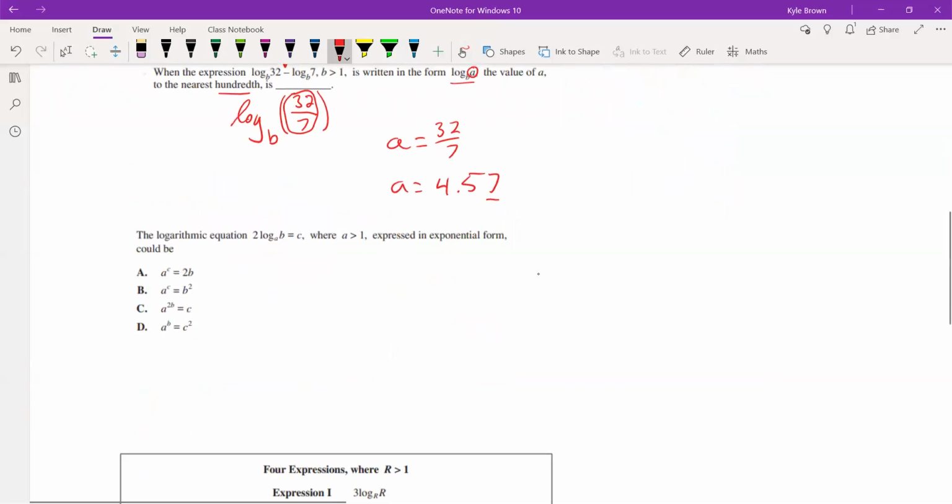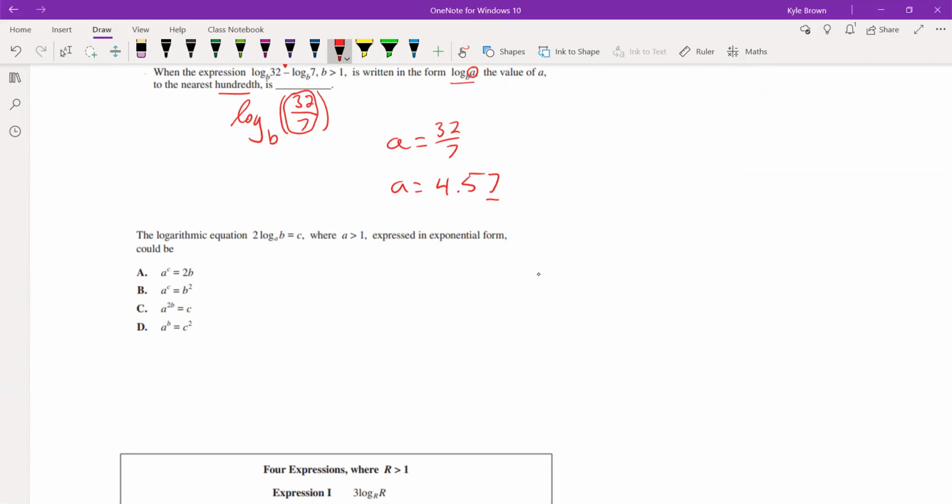All right, next one. So the logarithmic equation 2 log a of b is equal to c, where a is greater than 1. One thing I never mentioned above, this whole where a is greater than 1, don't get too lost in that part of it, right? That's just kind of necessary, where they're just saying your base can't be 0. Your base has to be some number greater than 1. That doesn't really affect what you're going to do here, but okay, either way.